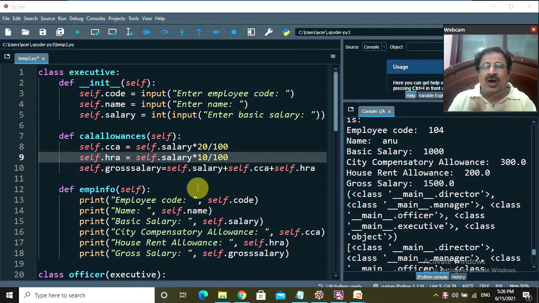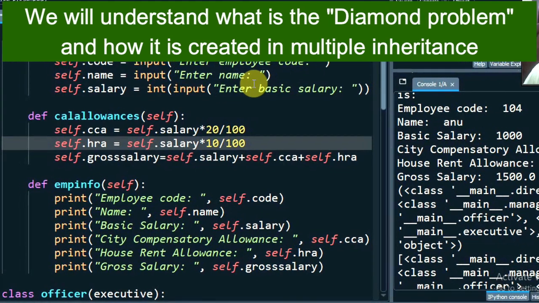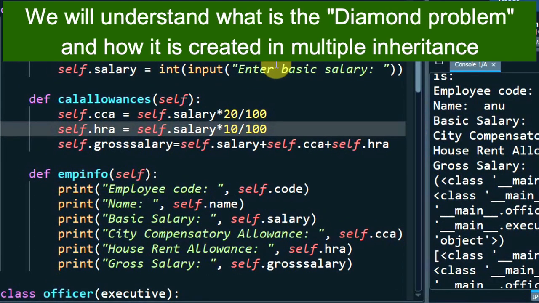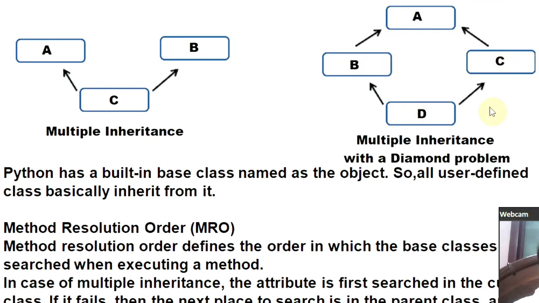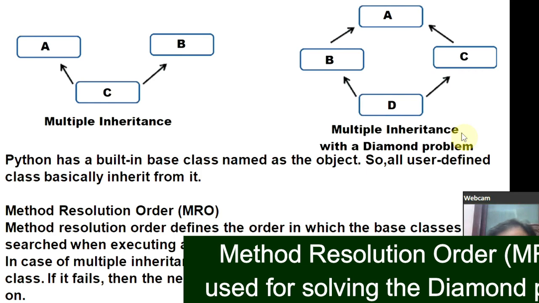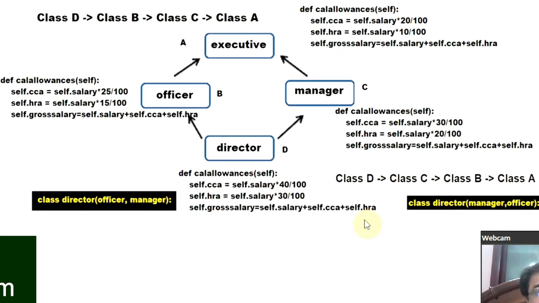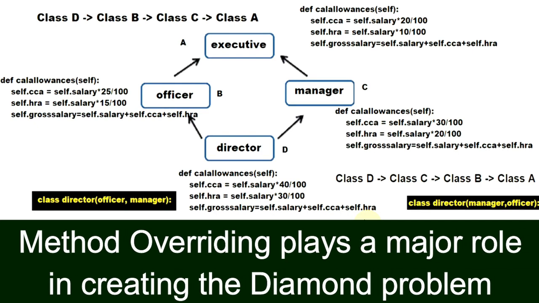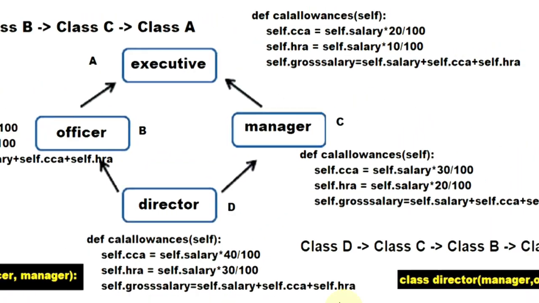First we will understand how the diamond problem is created in multiple inheritance. And obviously we will be learning it through the code, but we will be understanding through the diagram how the diamond problem occurs and how this MRO, that is method resolution order, is used to resolve this problem. And also we will understand the role of method overriding in creating this diamond problem. We will be understanding everything in detail through running code and using the step-by-step approach.